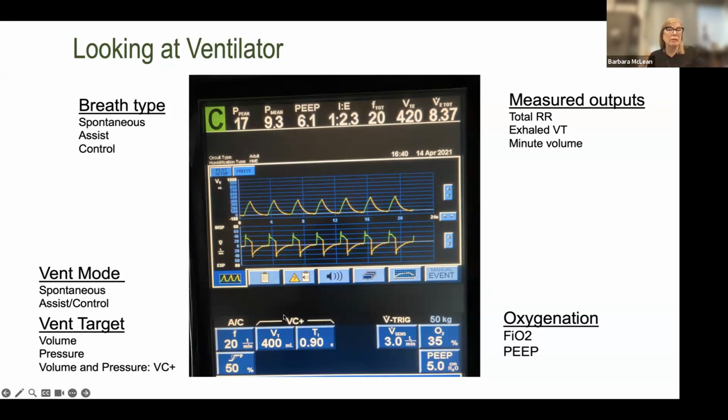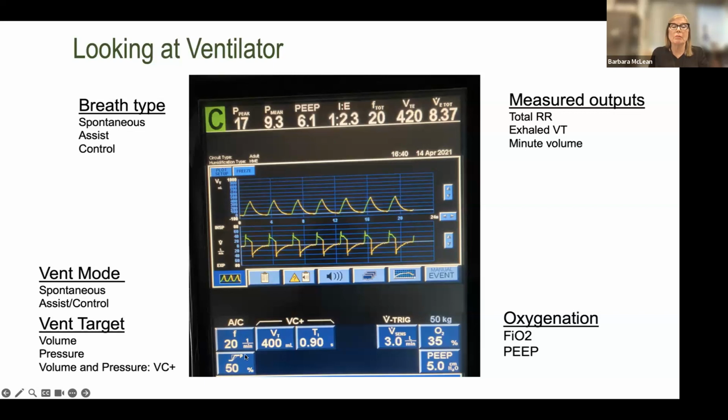VC+ is a really friendly mode to put patients on when you perceive that they are overbreathing the vent. Sometimes it's because the flow of gas is too slow. We put them on VC+, and that flow rate, how fast we're delivering the volume or the pressure, will be variable depending on the patient's lung compliance. It's a really super friendly way to ventilate patients, not when they're very first critically ill, but as you are moving towards thinking about weaning the patient and getting them off the ventilator. Then we have some measured things, total respiratory rate.